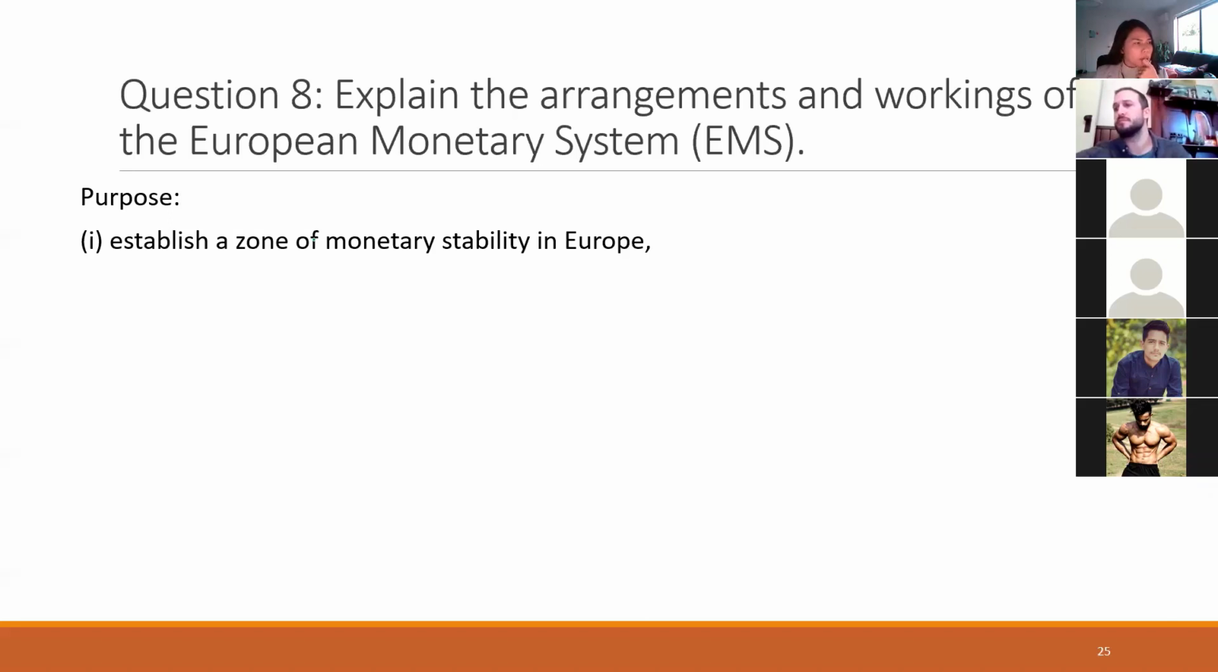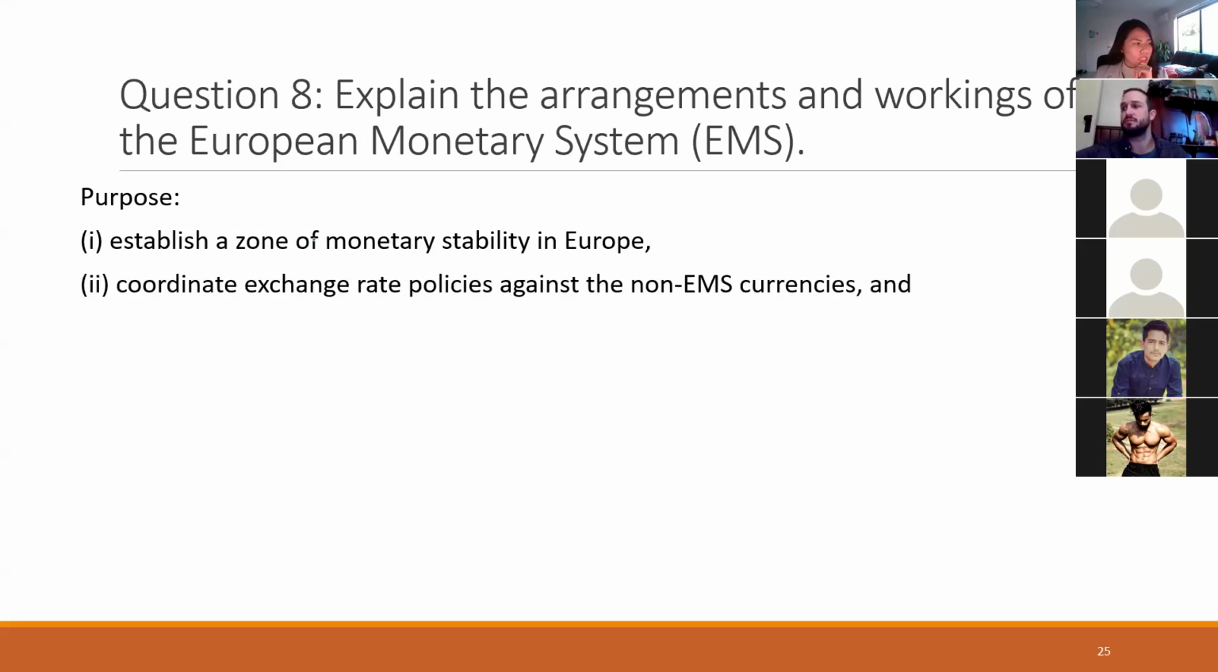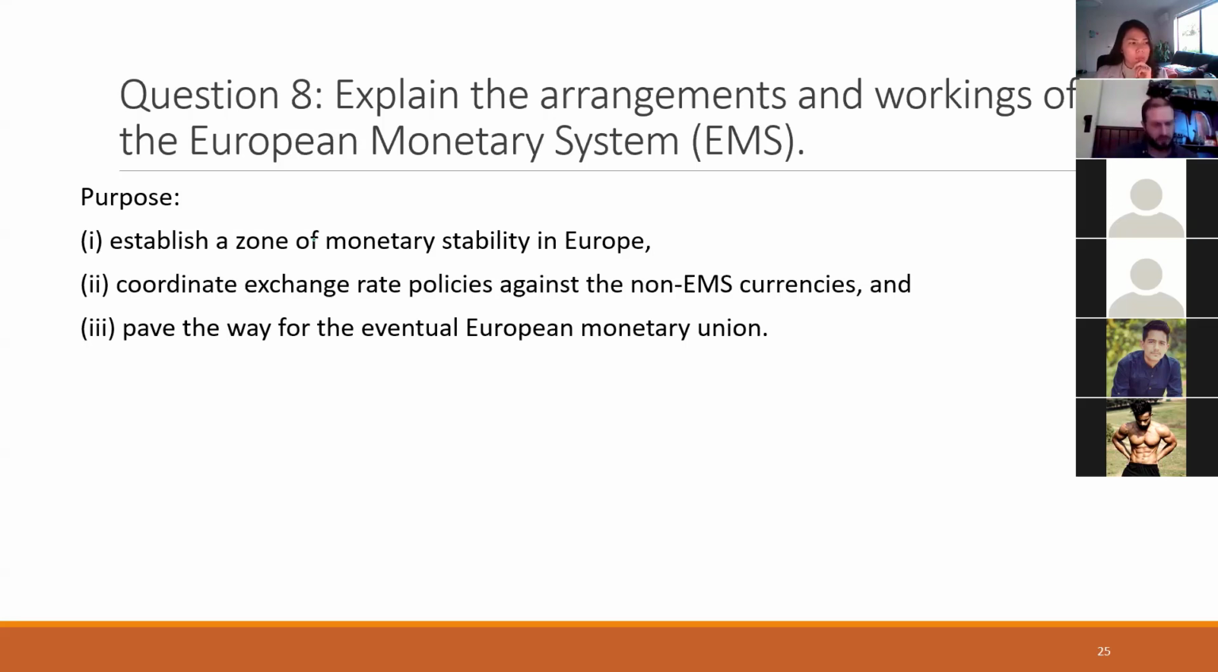The purpose of this European monetary system is to establish a zone of monetary stability in Europe, to coordinate exchange rate policies against the other currencies, and finally to prepare for the eventual European Monetary Union. Okay, so this is before the EU and the euro.